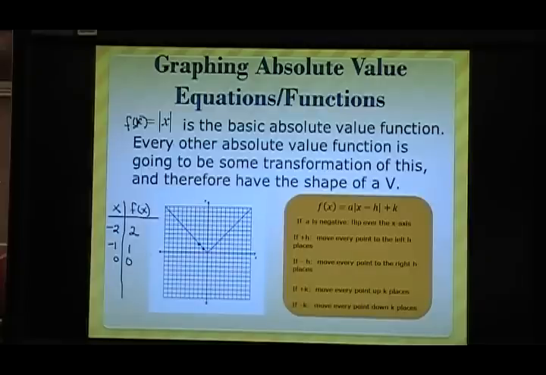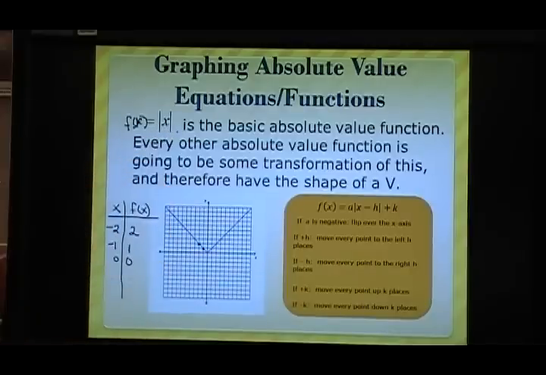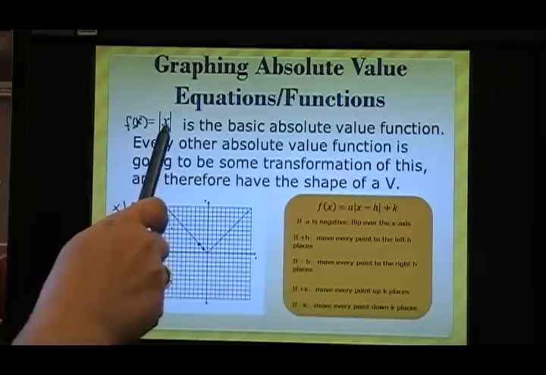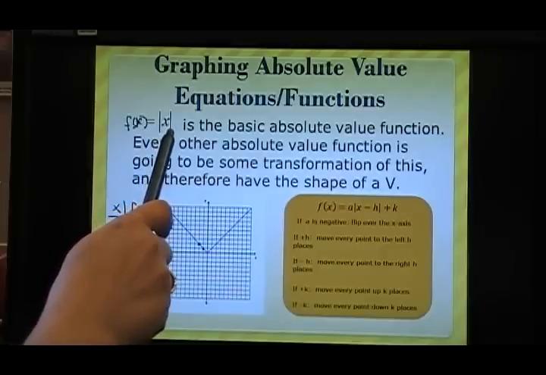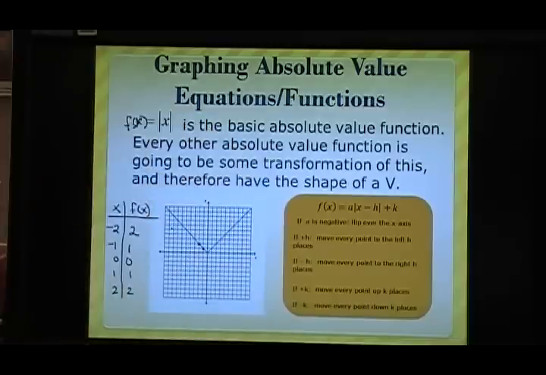We've got a point also at 0, 0. If we input 0 for x, the absolute value of 0 is 0. 1, 1, 2, 2, right? If we input 1, the absolute value of 1 is 1. If we input 2, the absolute value of 2 is 2. So I recommend using possibly these 5 points when you're trying to graph other absolute value functions using transformations.